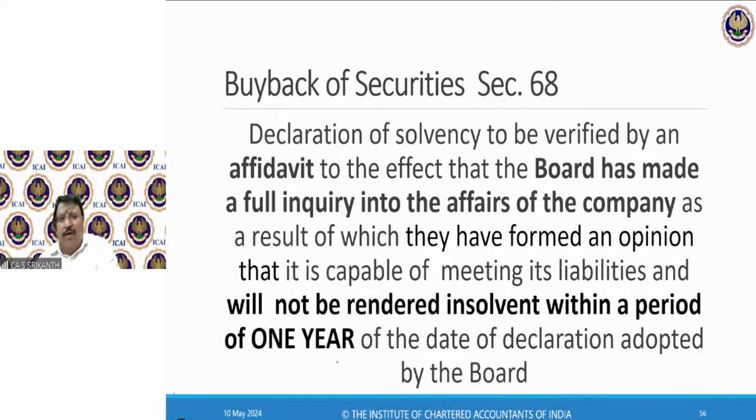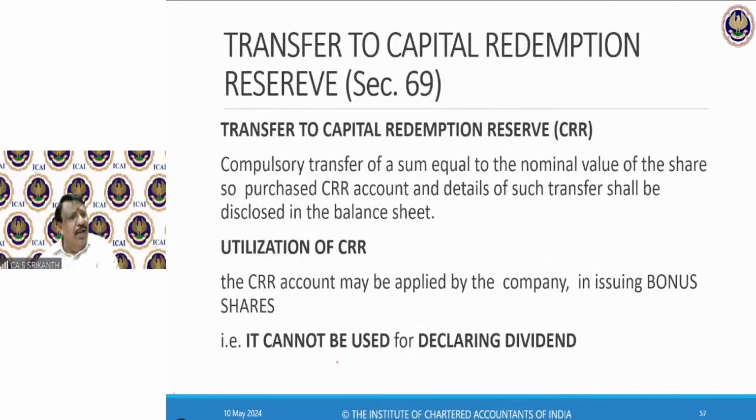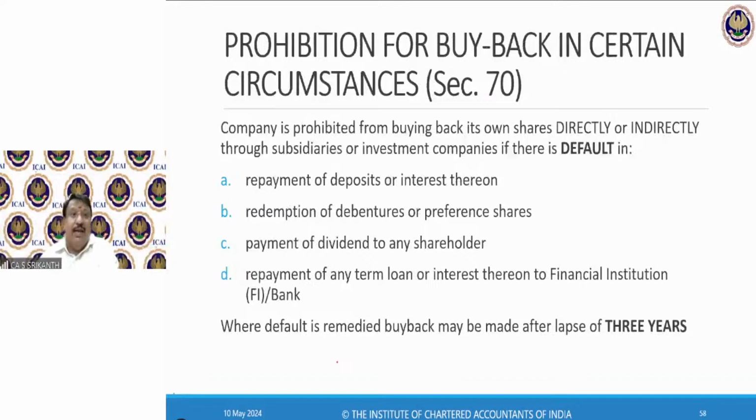So they have to confirm that the company will not be rendered insolvent within a period of 1 year from the date of declaration adopted by the board. Similarly, whatever is the nominal value of the shares being bought back should be transferred to capital redemption reserve. And the capital redemption reserve account may be applied by the company in issuing bonus shares. It cannot be used for declaring dividend. But CRR can be used for issuing bonus shares.